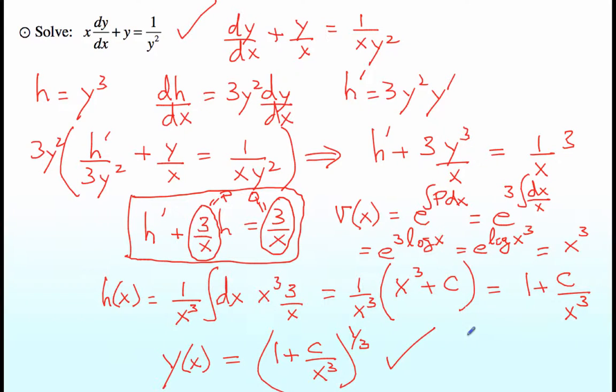Just one comment. Suppose I take c equal to 0. In that case, I have y equals 1 as the solution. Does that work over here? The answer is yes. Because if y is 1, then dy/dx is 0, and I have 1 equals 1 over 1 squared, and certainly that checks out.